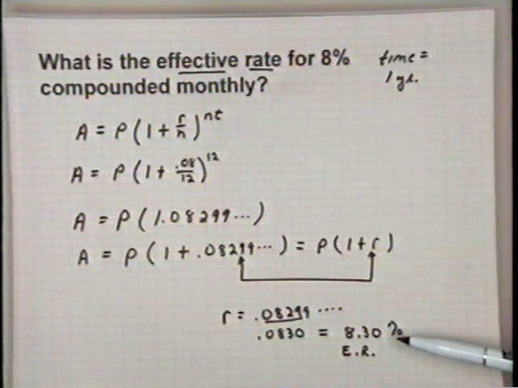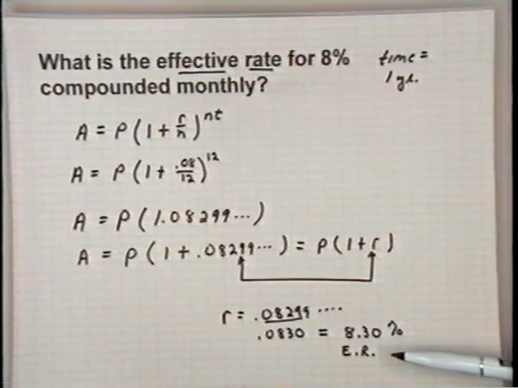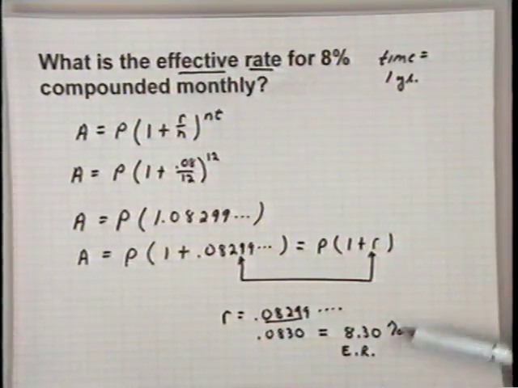A lot of times when you are comparing accounts that you might be able to put your money in, it's important to be able to come up with an effective rate, because if you're quoted two different percentages and two different compounding times, it's really difficult to compare those unless you convert them into an effective rate.